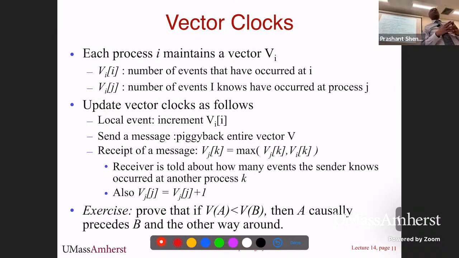So our clock is now no longer an integer. It's an array of integers, which is a vector. Each clock essentially has n values. If there are n processes in the system, each machine or process maintains n integers, not one. Earlier our clock value was an integer. Now each clock is an array of n. I'm going to show a simple example.